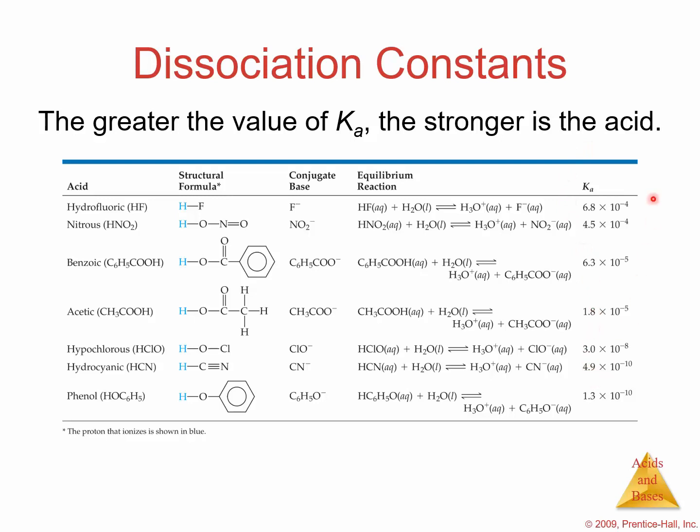So if you want to pick the strongest acid, you look at the greatest value of Ka, and it will be the smallest value of pKa. So here HF will be the strongest among all of these.